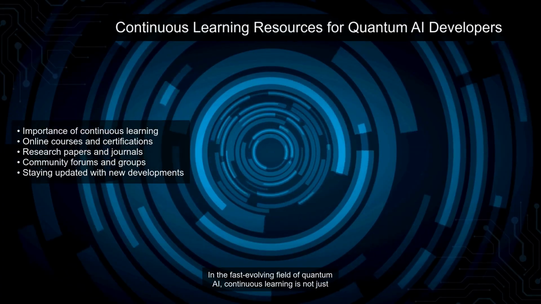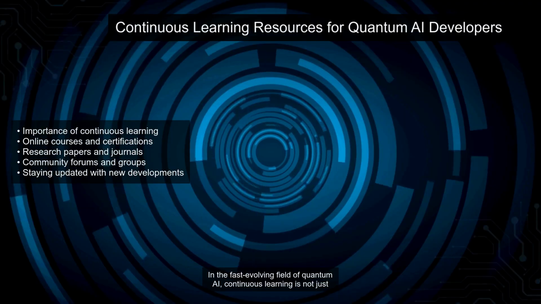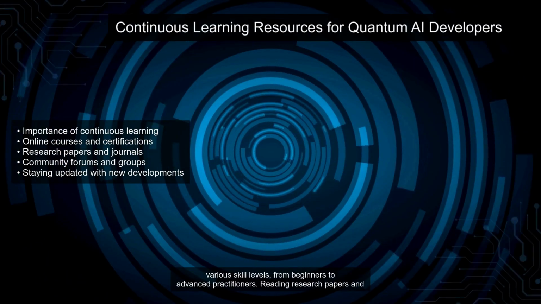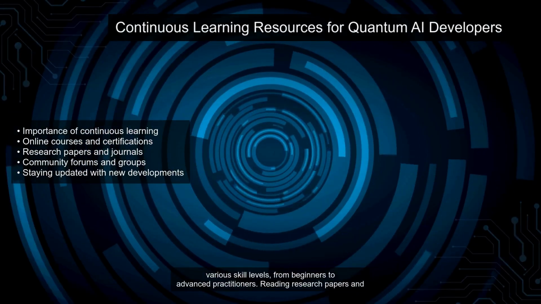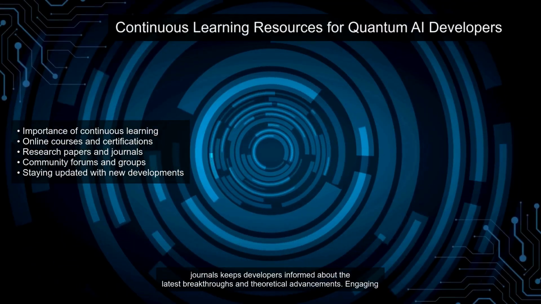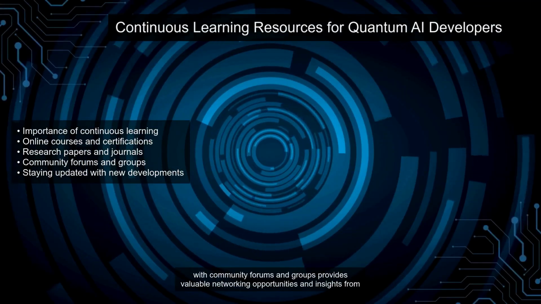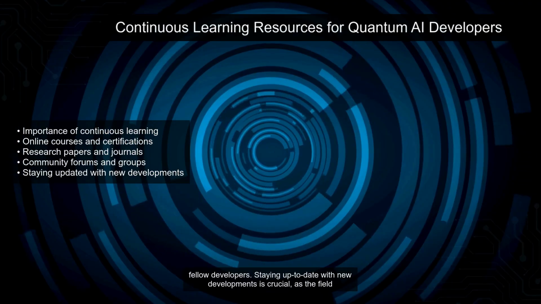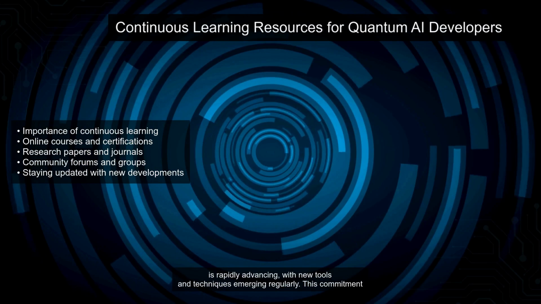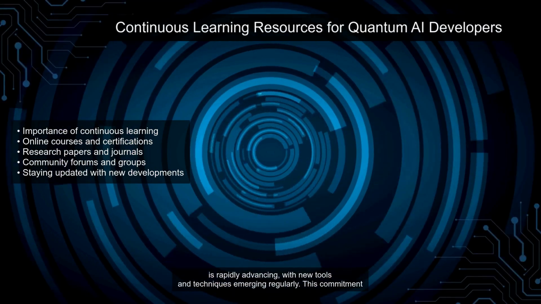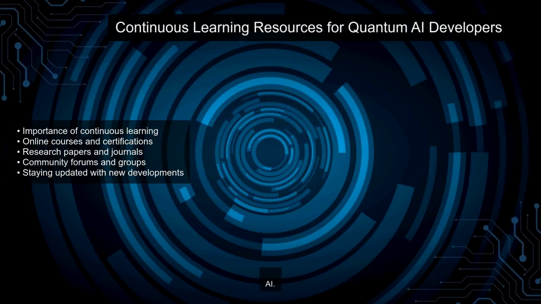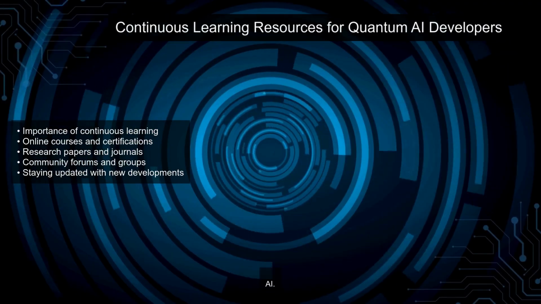In the fast evolving field of quantum AI, continuous learning is not just beneficial, it's essential. Numerous online platforms offer courses and certifications that cater to various skill levels, from beginners to advanced practitioners. Reading research papers and journals keeps developers informed about the latest breakthroughs and theoretical advancements. Engaging with community forums and groups provides valuable networking opportunities and insights from fellow developers. Staying up to date with new developments is crucial, as the field is rapidly advancing, with new tools and techniques emerging regularly. This commitment to learning ensures developers are well equipped to tackle future challenges in quantum AI.